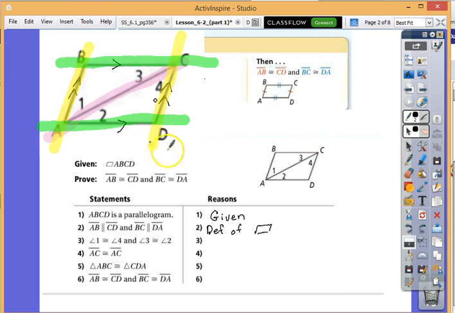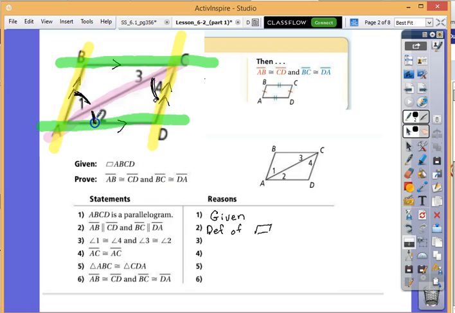So what this is telling me is that angle 1 and angle 4 are congruent because they're alternate interior angles of the yellow lines cut by the purple transversal. And also, angle 2 and angle 3 are going to be congruent because they are alternate interior angles of the green lines cut by the purple transversal. So I can say that angle 1 is congruent to angle 4.